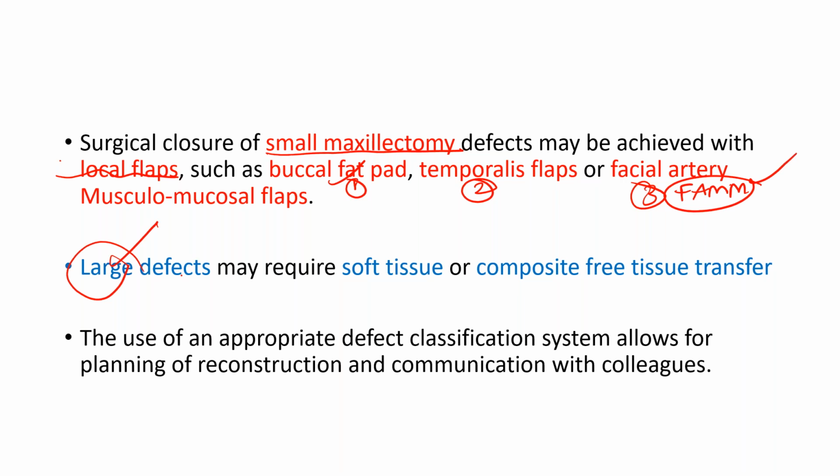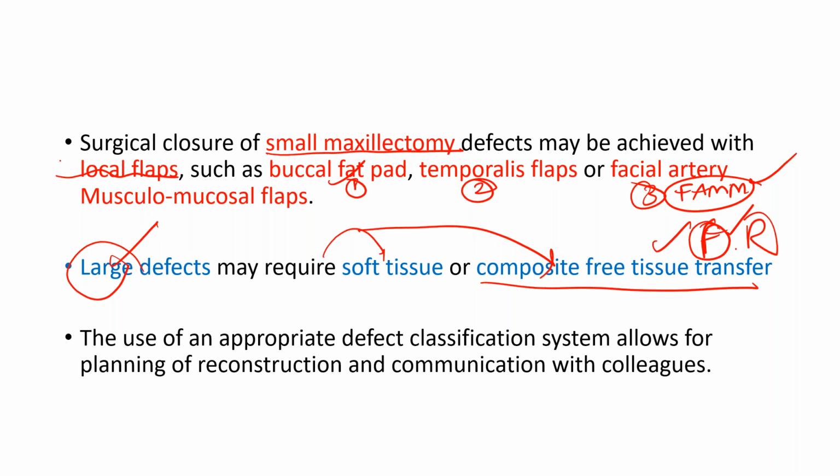For larger defects, what would you do? Soft tissue or composite free tissue transfer, like fibula transfer. Fibula is useful for that. Radius is also useful for that. You can use that bone along with some soft tissue.